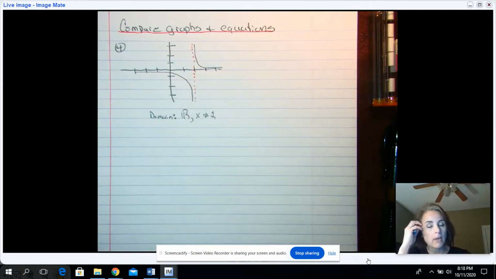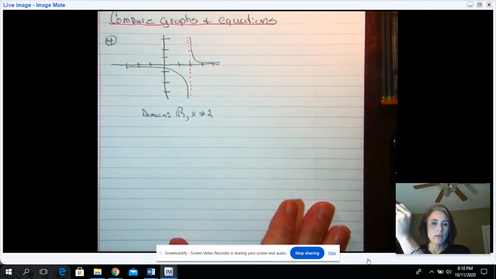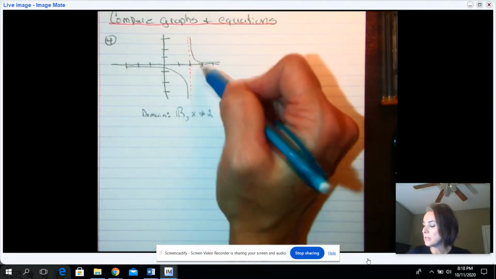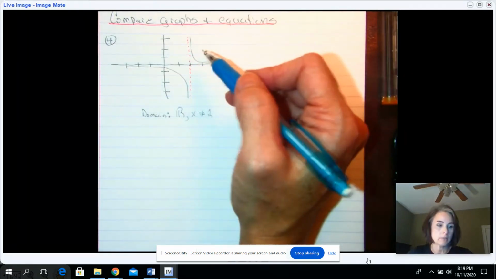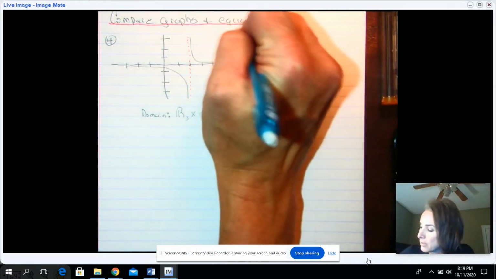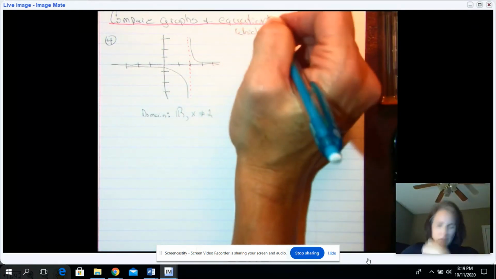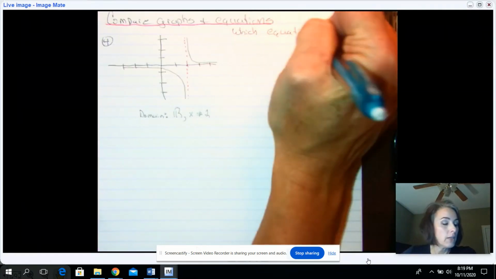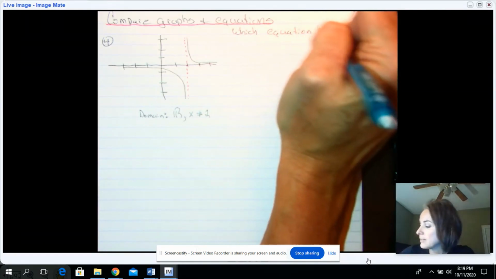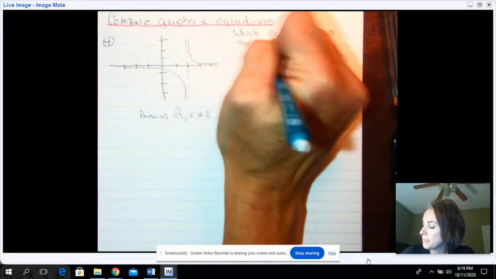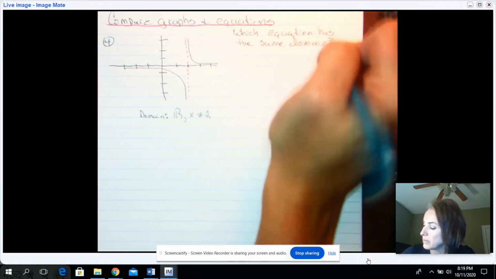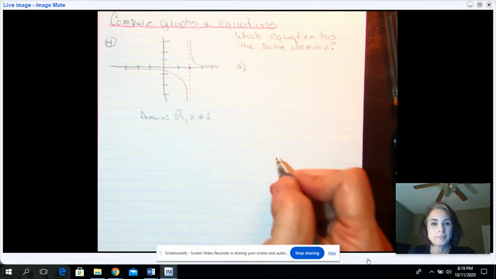So go ahead and get that graph drawn, or pause the video a second and get that graph drawn. It's really important that you can clearly see that it's getting close to 2 here and getting close to 2 here, but it's never going to touch it. All right, so here's the question. Which equation has the same domain? It's going to be multiple choice.